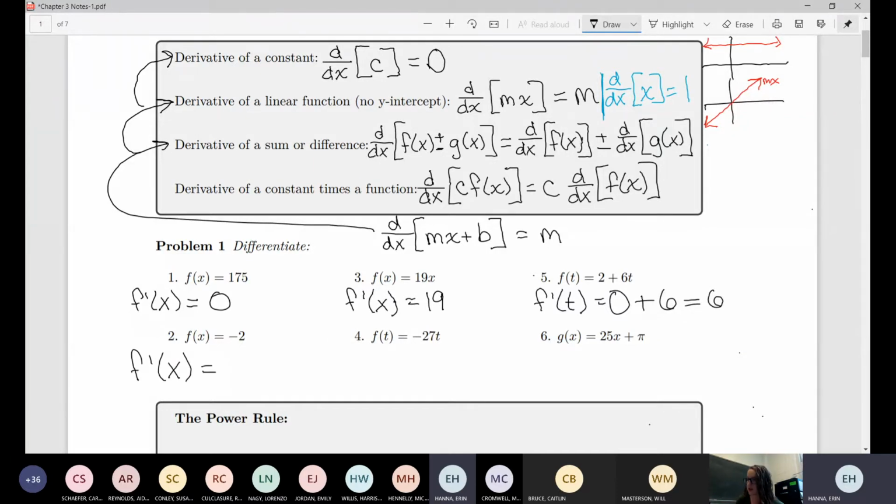For number 2, -2 is just a constant. It's a number by itself. There's no variable attached to it at all. The derivative of a constant is 0.